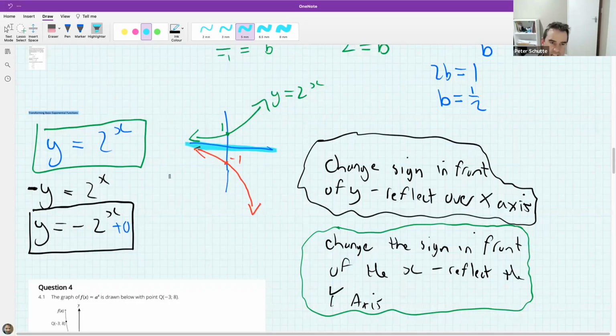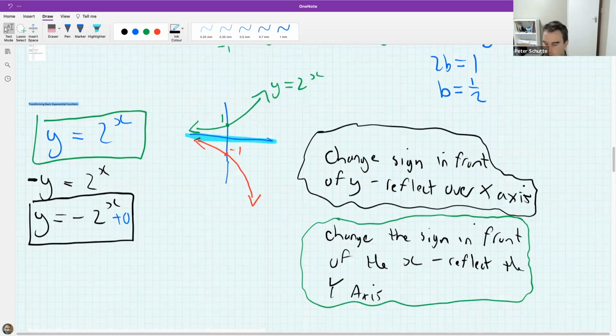And so that's what the negative in front here does. It changes it by reflecting it over the x-axis. So let's try another one like this, so you can keep testing up your reflecting skills.